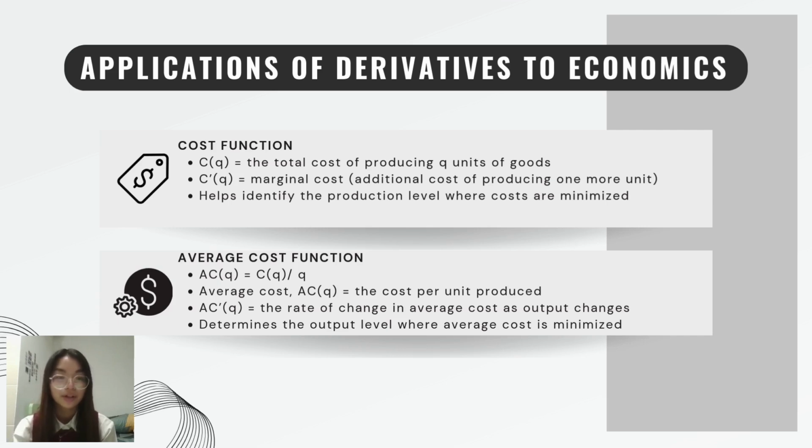Then we have the average cost function, which is denoted by AC of Q, and the mathematical formula for average cost is the cost function divided by Q, which is the quantity of goods. The derivative of the average cost function is the rate of change in average cost as output changes, and this determines the output level where average cost is minimized.